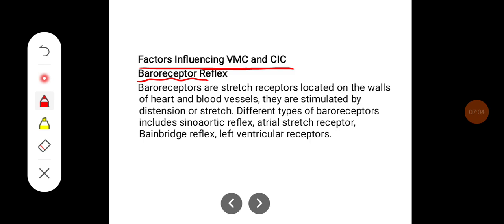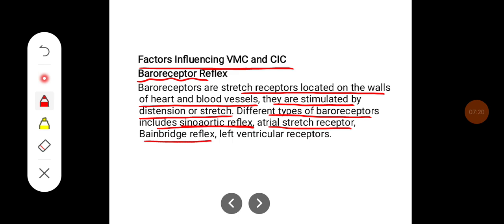Baroreflexes. Baroreceptors are like stretch receptors located in the walls of the heart and blood vessels, and they are stimulated by distension or stretch. Different types of baroreceptors include sinoaortic reflex, atrial stretch reflex, Bainbridge reflex, and left ventricular receptors. They are going to affect the baroreceptors.